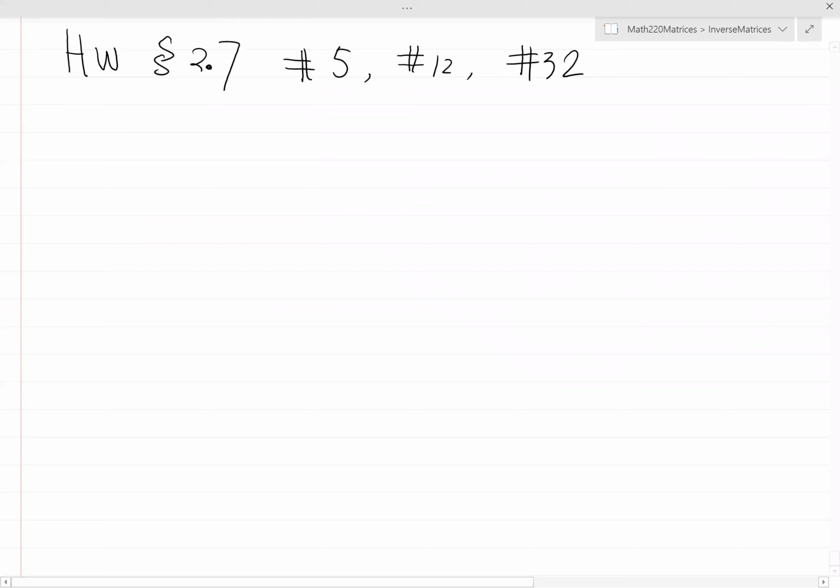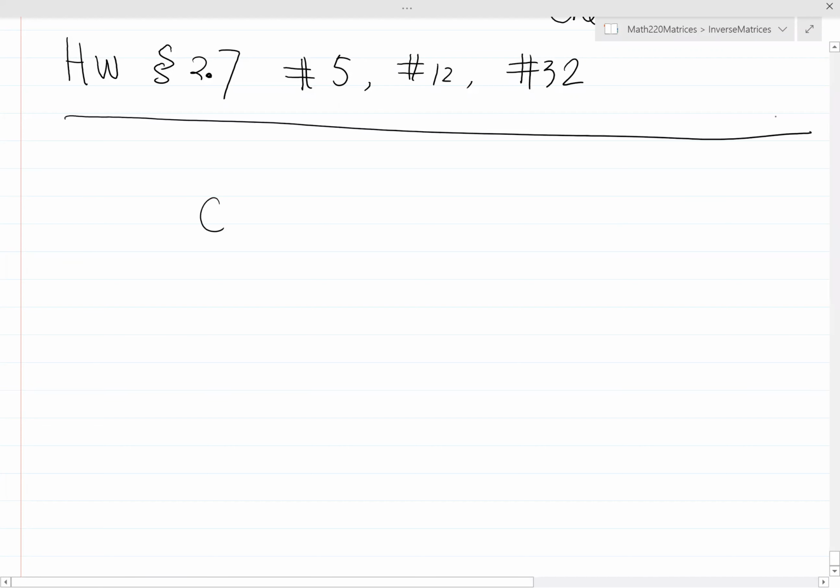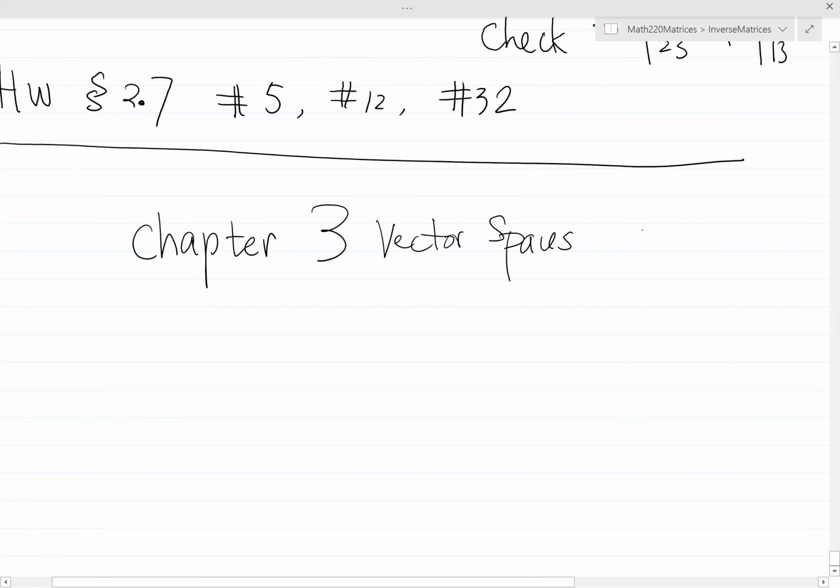Okay, all right, now let's start another chapter. Chapter 3: Vector spaces and subspaces. We have already seen several examples of vector spaces and subspaces. Now we actually give the definition of a vector space.